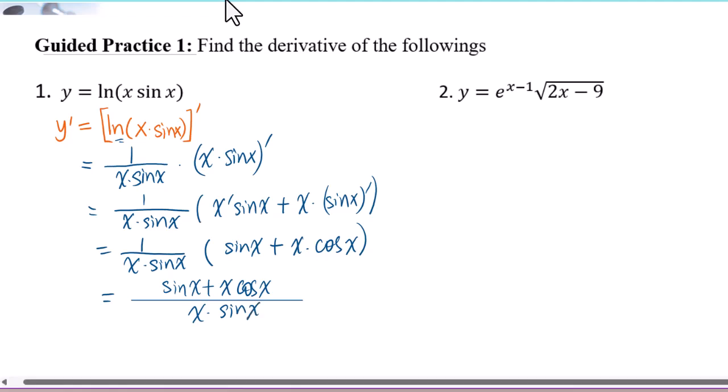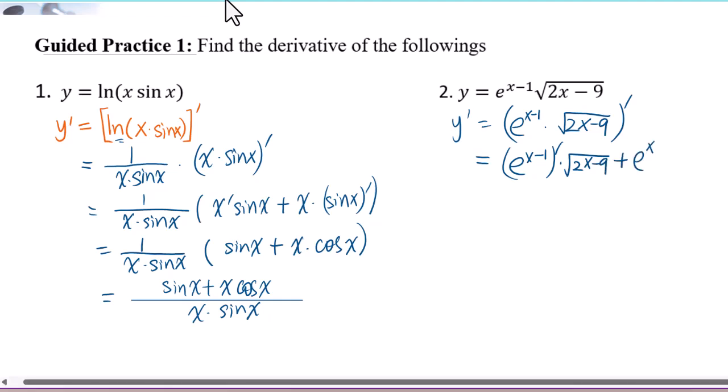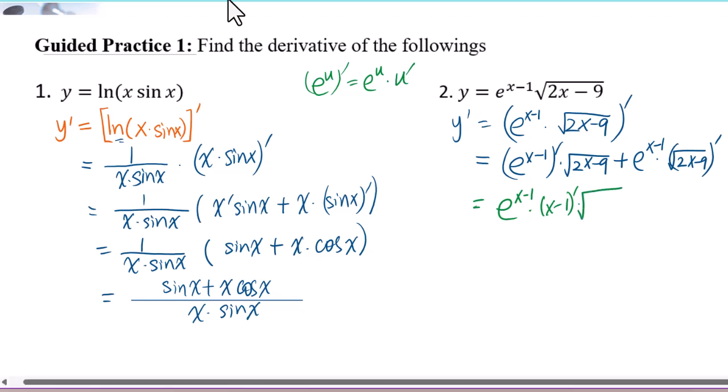For question 2, we will use the product rule first. e to the power of x minus 1 prime times square root of 2x minus 9, plus e to the power of x minus 1 times square root of 2x minus 9 prime equals, so we got e to the power of x minus 1 times x minus 1 prime times square root of 2x minus 9 plus e to the power of x minus 1.